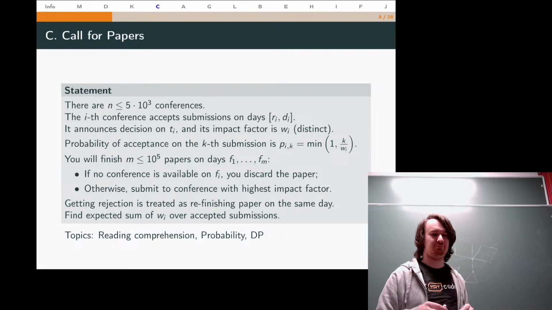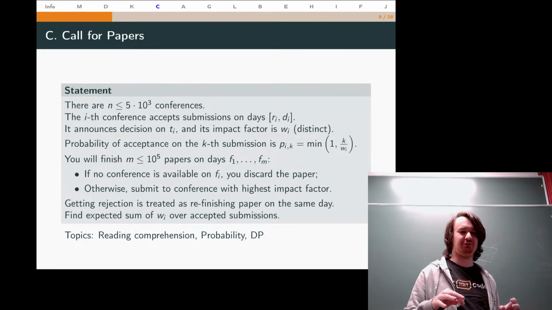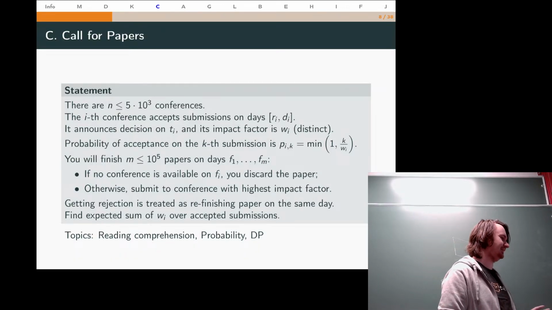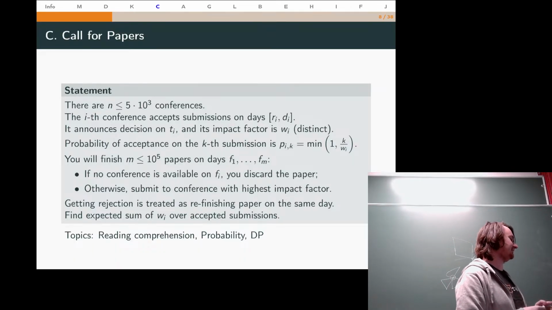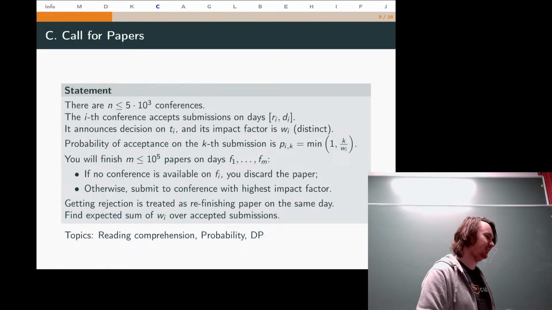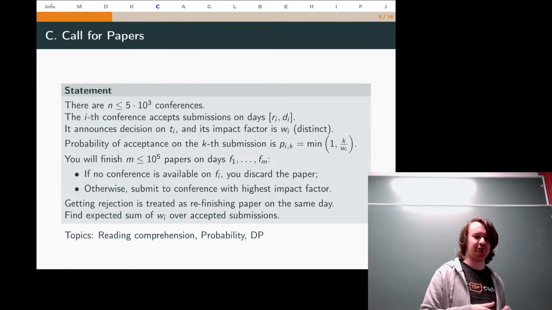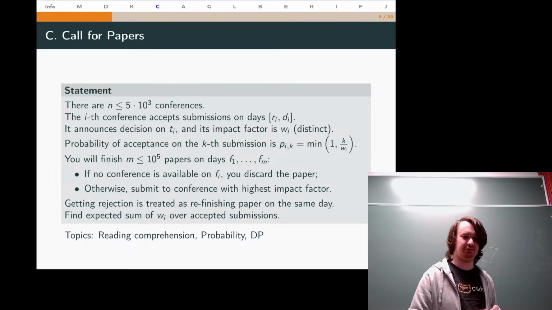After that, when we finish the paper, if there is no conference at all that's available on this day, then we get upset with this paper. We think that the paper is complete garbage and we throw it away. If there are any conferences that accept submissions at this time, we submit the paper to the conference with the highest impact factor. It was also told that all the impact factors are distinct. Because of this, it is always uniquely defined where exactly we will submit the paper.